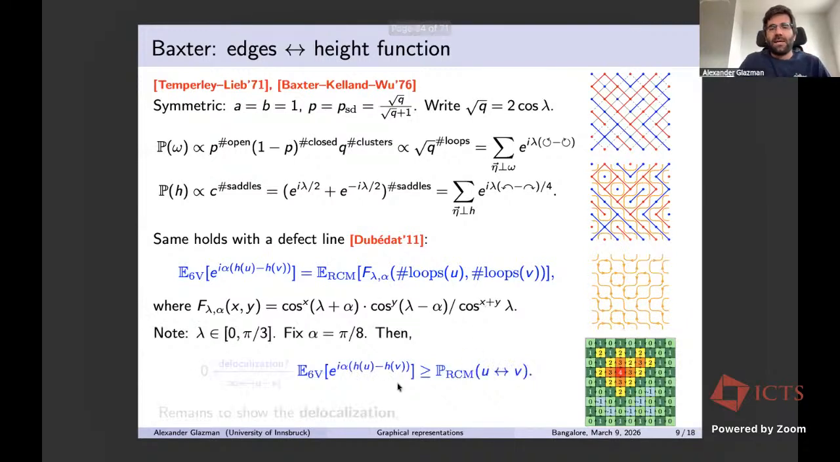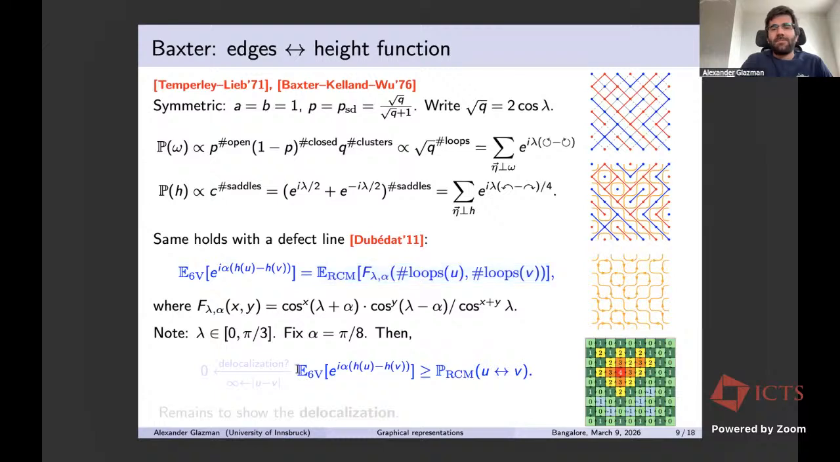The main point is that in our regime of parameters, if you fix some particular value of alpha, you have a bound that this right-hand side is at least the probability that those two points are connected. Because if they're connected in the random cluster model, then there are no loops at all, and in this case you get just the value 1. In the other case, you get a value which is non-negative.